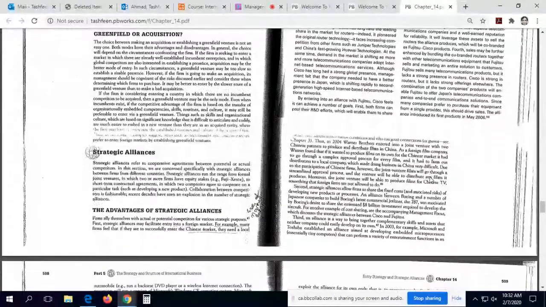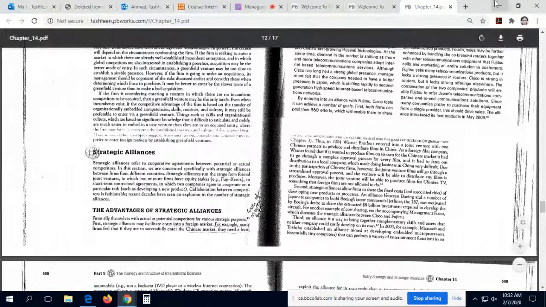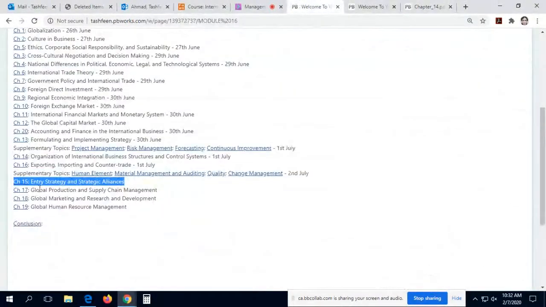Strategic alliances, how you are going to make alliances, just like joint venture, just like partnership, just like cooperation. What are the things you are going to keep in mind when you are making some type of strategic alliances, because that is also part of this entry strategy and strategic alliances. So it kind of emphasizes the strategic alliances.